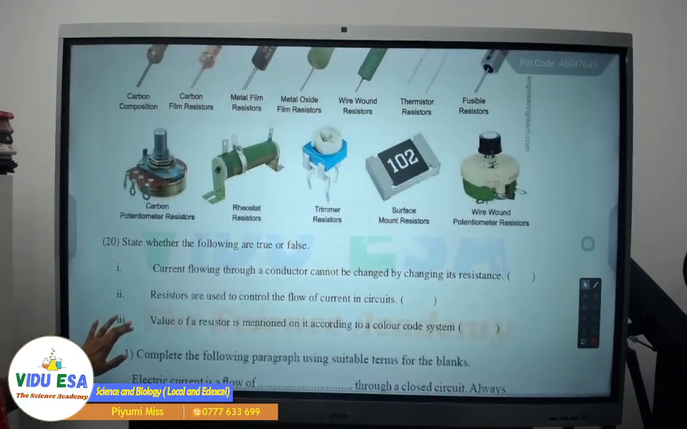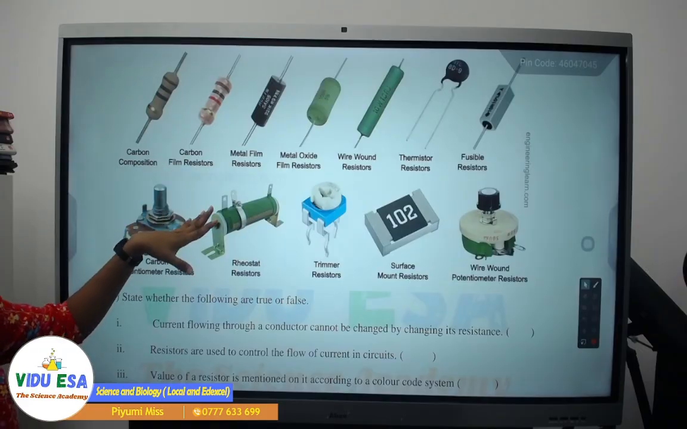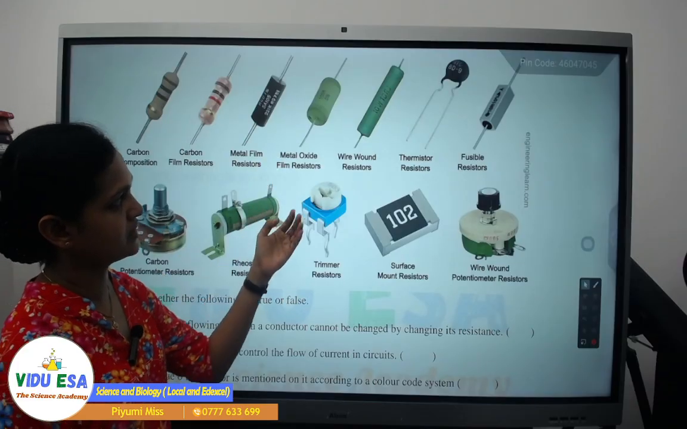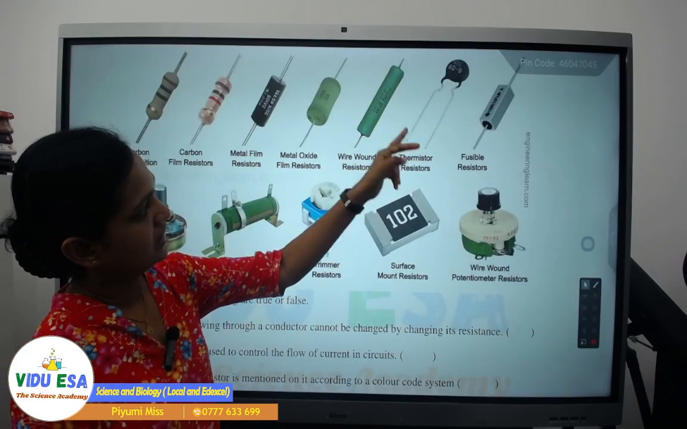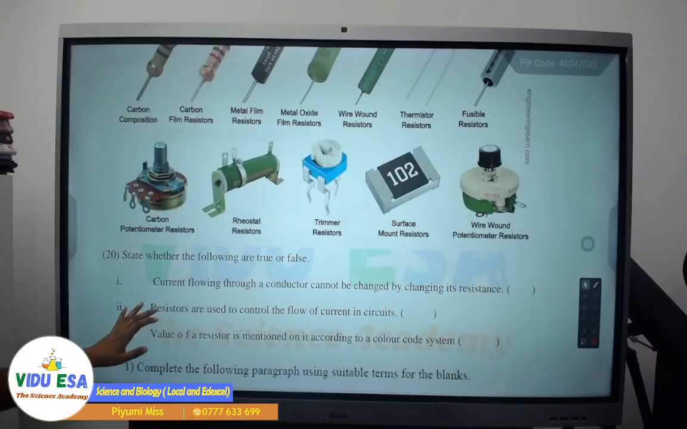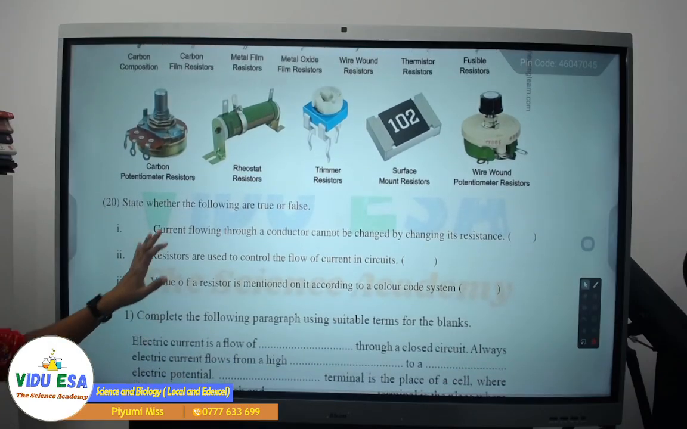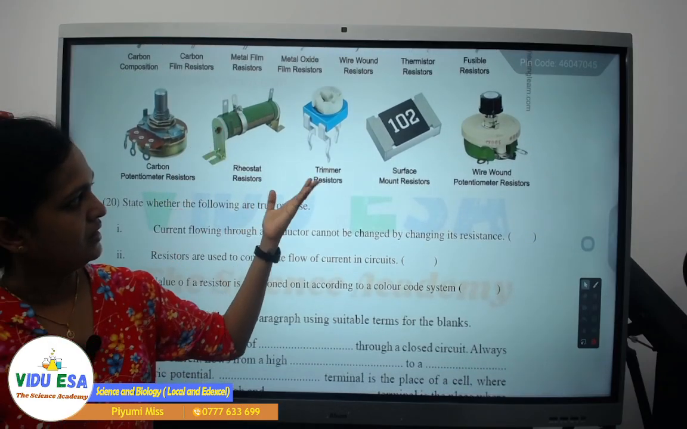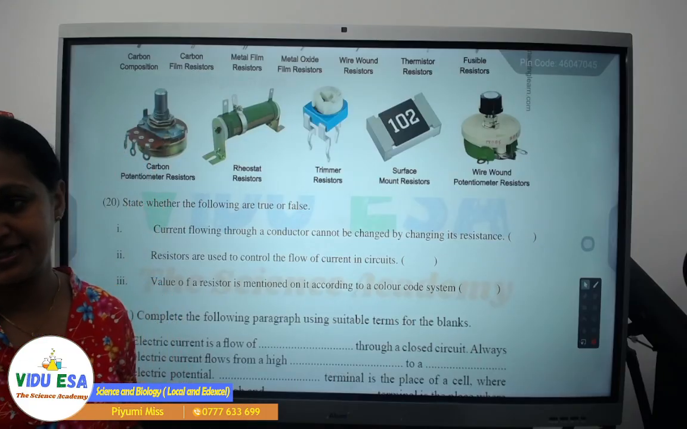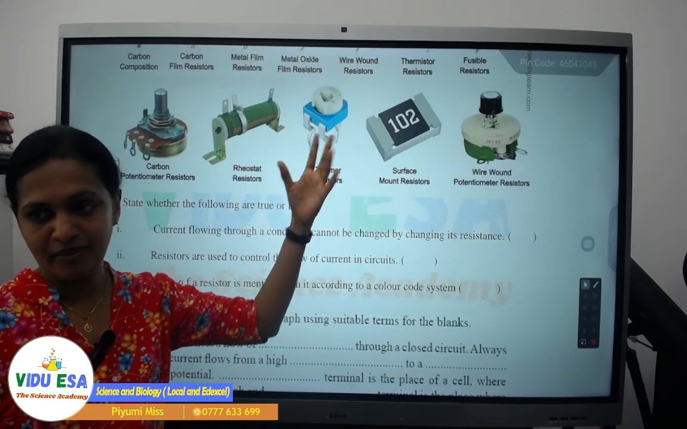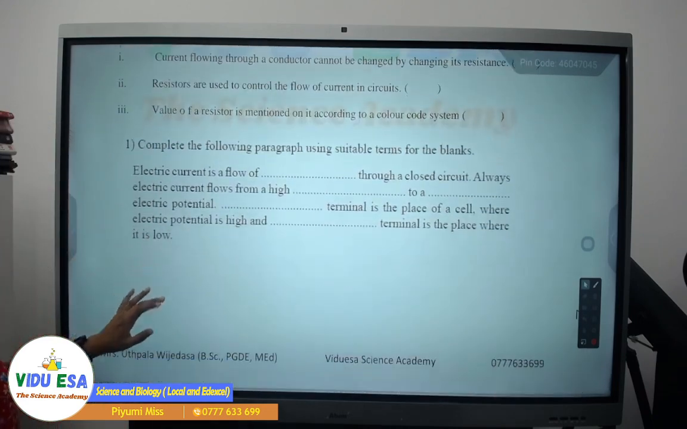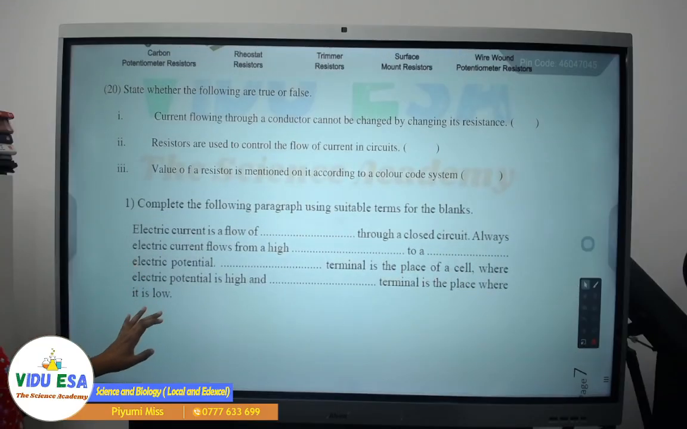Different types of resistors. Carbon composition, carbon film resistors, metal film, metal oxide film resistors, wire wound resistors, thermal resistors, fusible resistors, carbon potentiometer resistors, rheostat, this is a variable resistor, trimmer resistor, surface mount, wire wound potentiometer resistor. So, you don't need to remember these words, right? I just wanted to show you different types of resistors. That's it. So that's the end of the lesson.